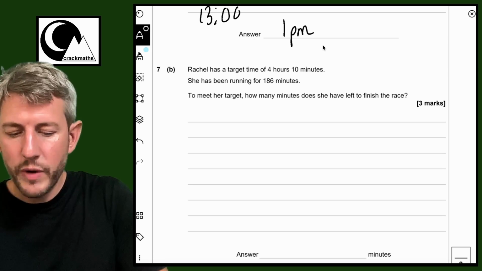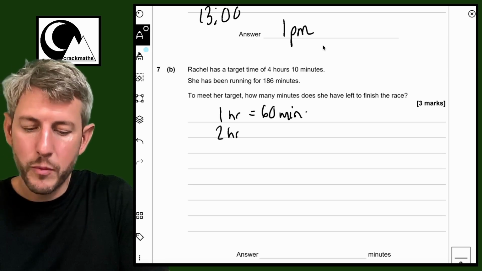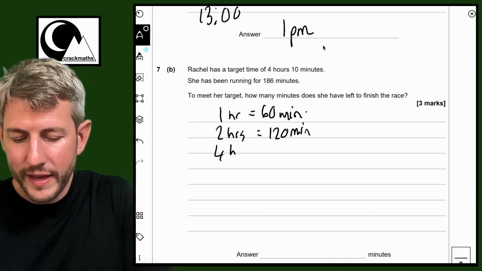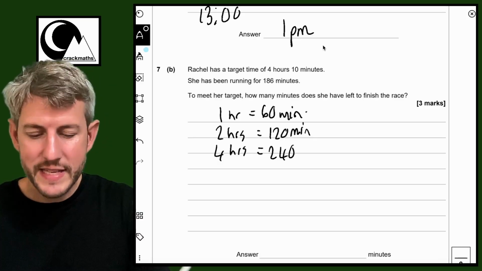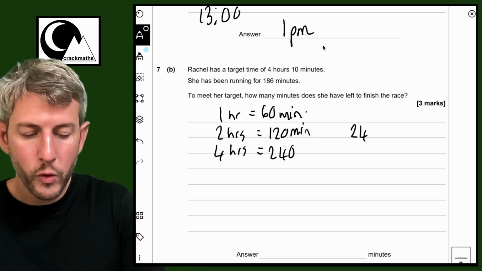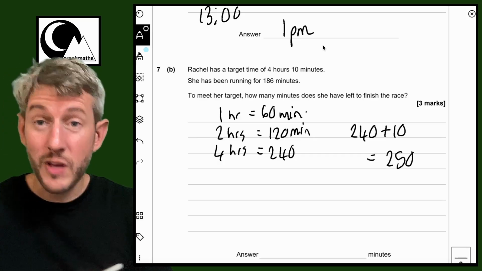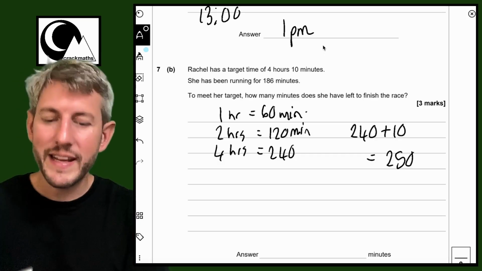First of all, we know that 1 hour equals 60 minutes. 2 hours is double that, so that's 120 minutes. 4 hours is double that again, so that's 240 minutes. And then we want 4 hours and 10 minutes. So the 4 hours, add the 10 minutes, equals 250 minutes. So her target time is 250 minutes. She's been running for 186 minutes.